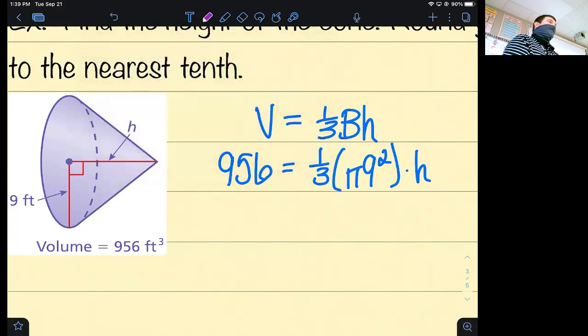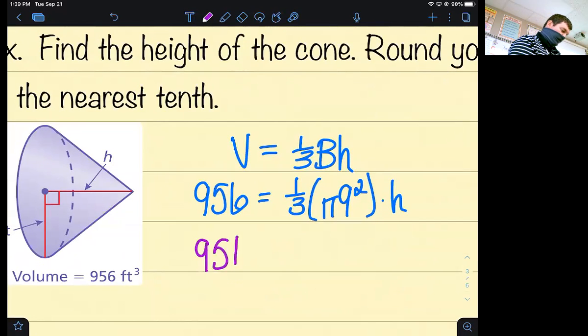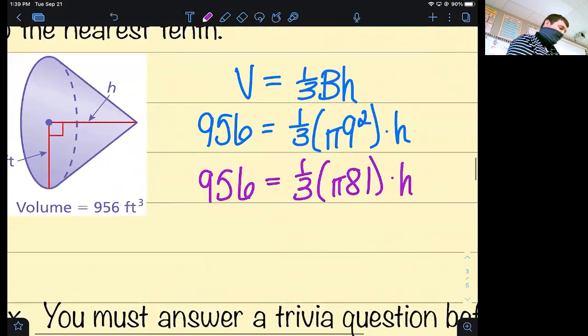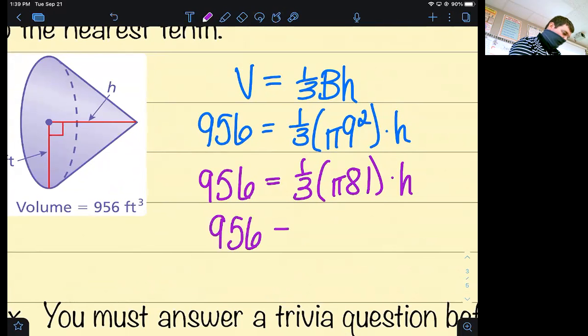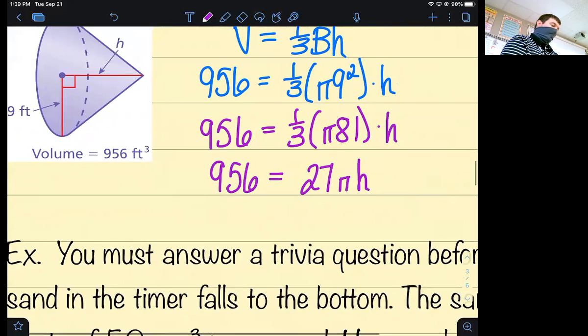So in order to solve this, I need to simplify. Connor Kendall, tell me what 9 squared is. Okay. And Connor, can you tell me what 1/3 of 81 is, or 81 divided by 3? 27. So I'm able to simplify the right side of the equation all the way down to 27 pi times h. And if I want to get h by itself, I just need to divide both sides by what? What would I be able to divide by to get h by itself? Carson? You have to divide both sides by 27.